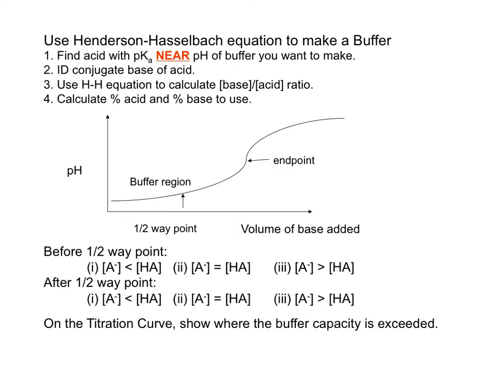To make a buffer with a specific pH, here are the specific steps you want to follow. Let's relate a buffer to a titration curve. The halfway point is the point at which half of the original amount of acid HA has been neutralized by the base. This is where HA equals A minus and pH equals pKa at the halfway point.